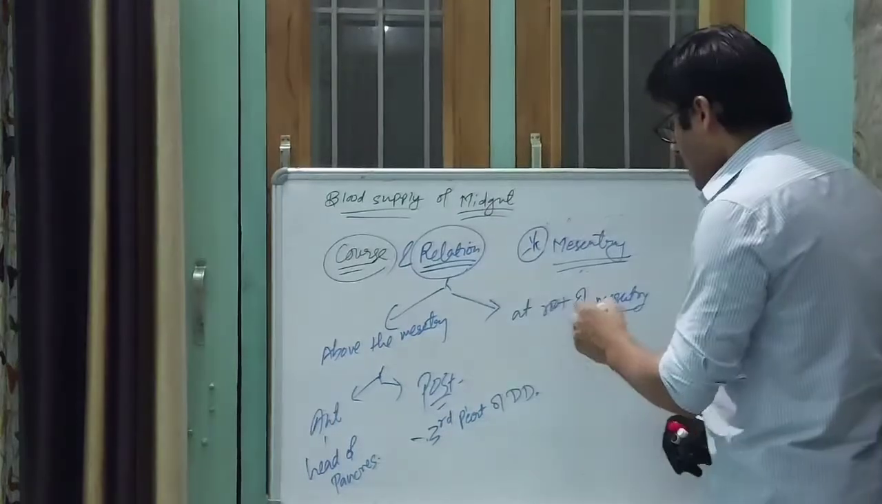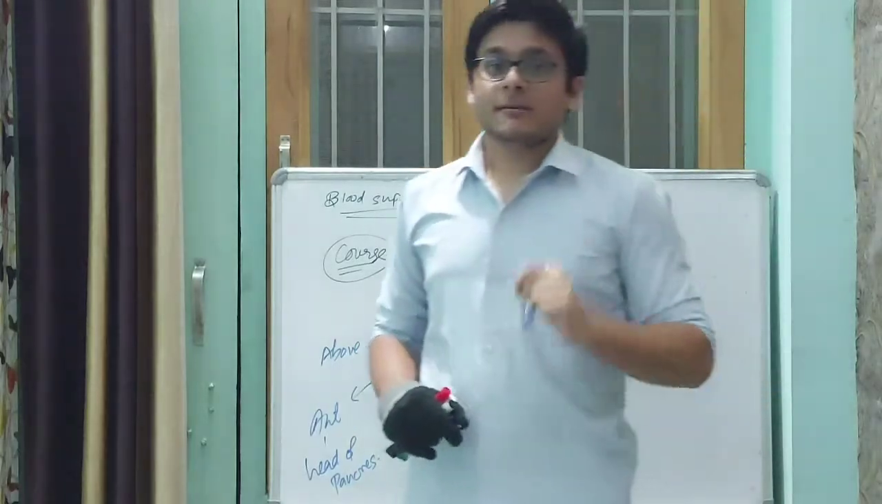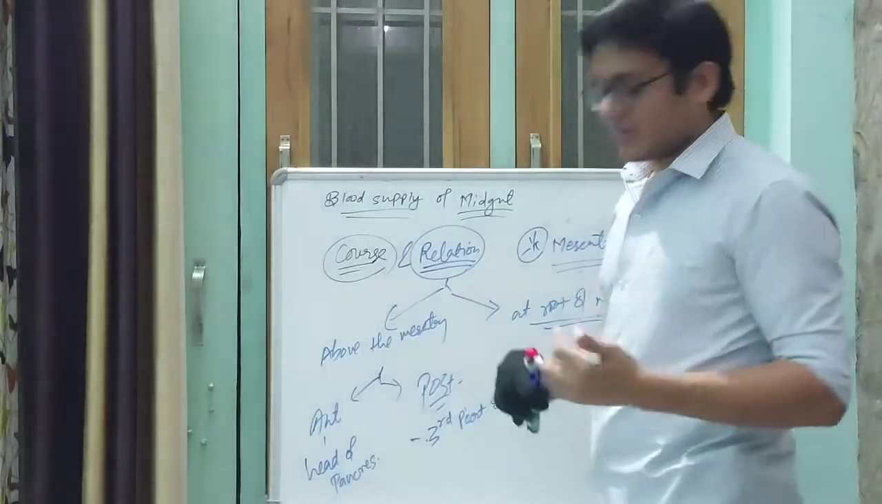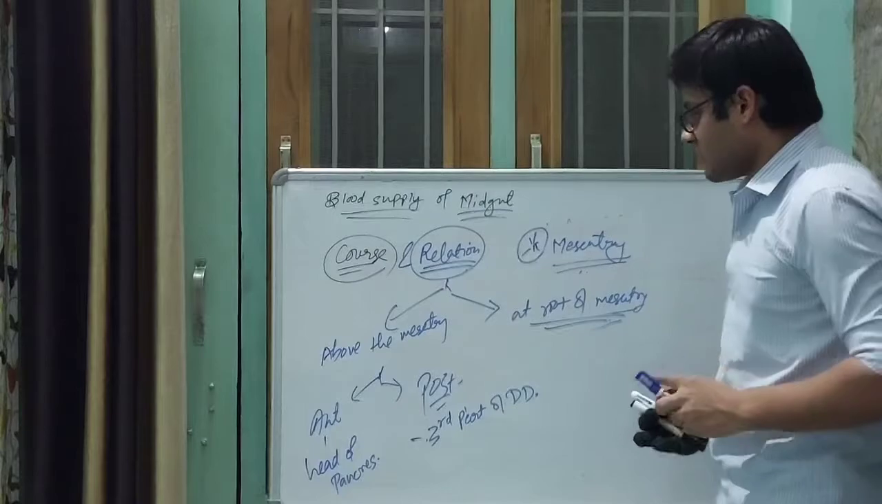Okay, at the root of mesentery, it basically has a relation with the superior mesenteric plexus of nerves. This you have to remember. Okay, superior mesenteric plexus of nerve is the relation at the root of mesentery. Okay, so these are the relations.